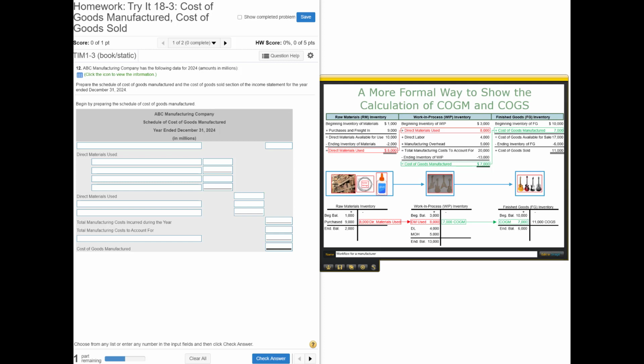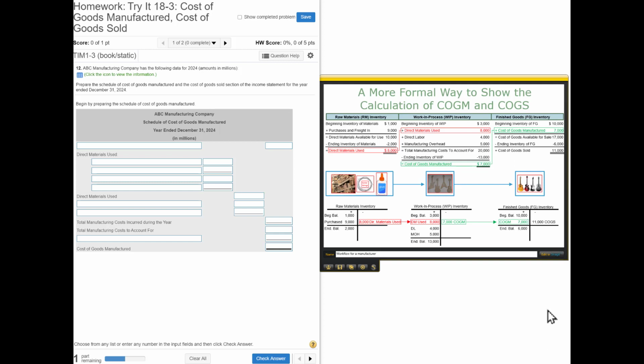Try 18-3. We're going to create a cost of goods manufactured, and then we'll create the cost of goods sold calculation. Before a manufacturer can create its income statement, it needs to calculate its cost of goods sold, and the calculation you can see over here. And before they can create their cost of goods sold calculation, they first need the cost of goods manufactured. So we're going to do both in this homework problem.